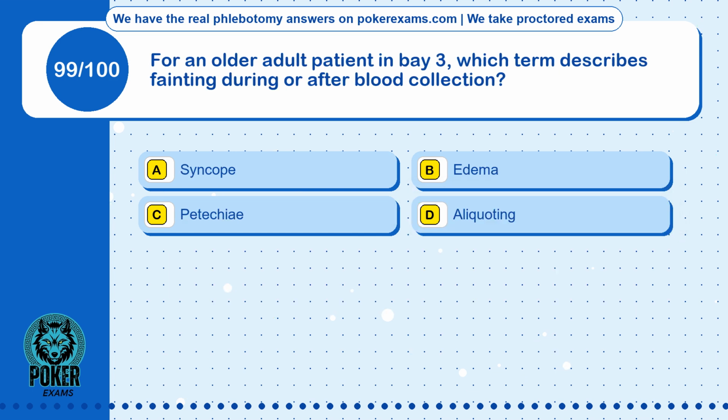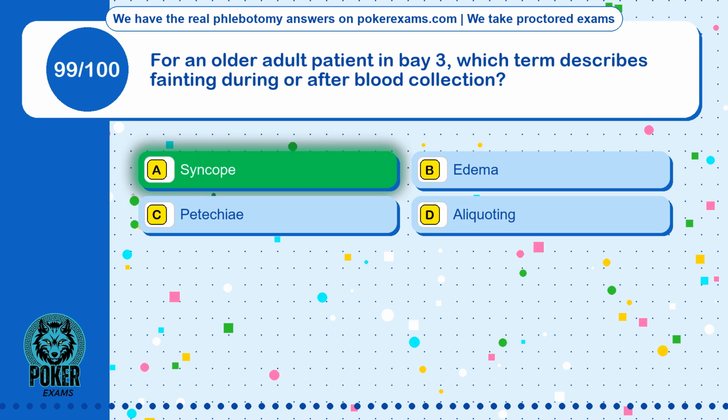Question 99. For an older adult patient in Bay 3, which term describes fainting during or after blood collection? Option A syncope. Option B edema. Option C petechiae. Option D aliquoting.